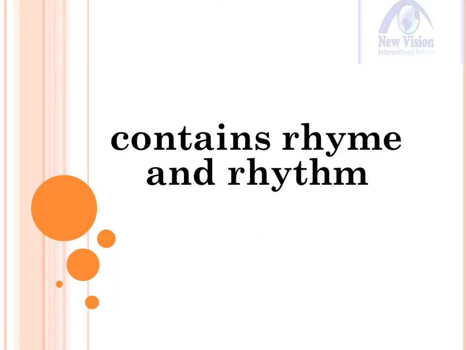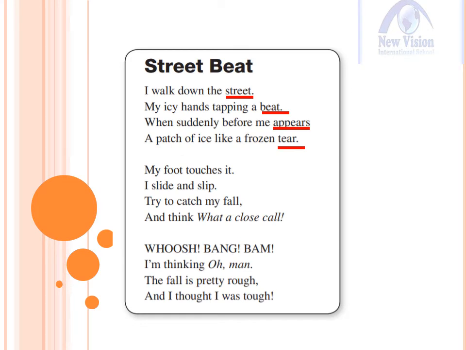A rhyming poem has four key features. The first one is it contains rhyme and rhythm. Here are some of the rhyming words from our poem: street, beat, appears, tear.